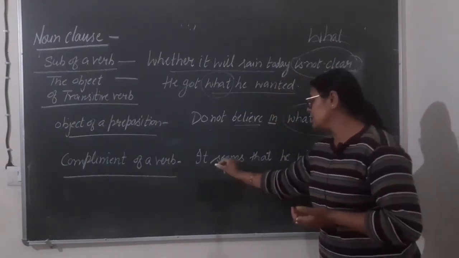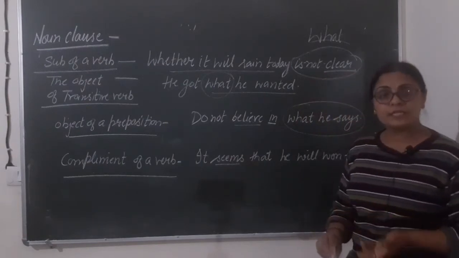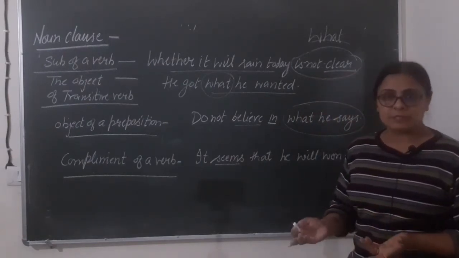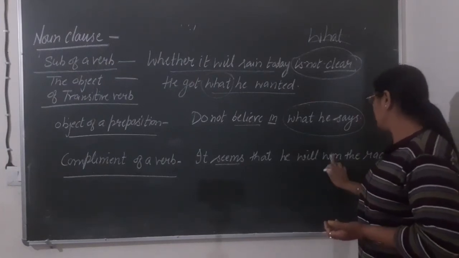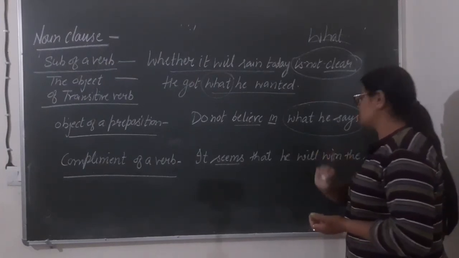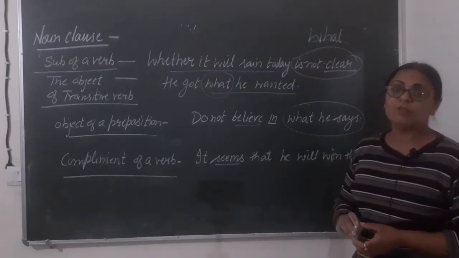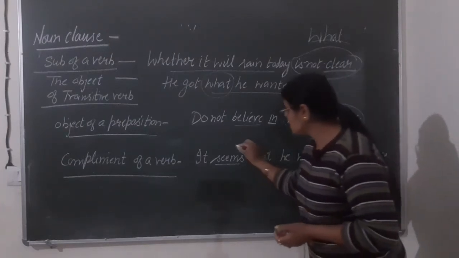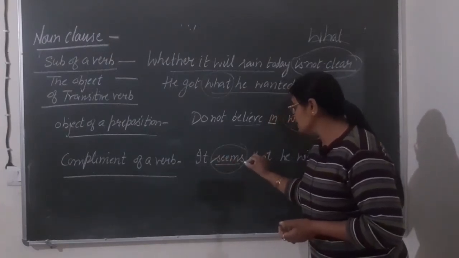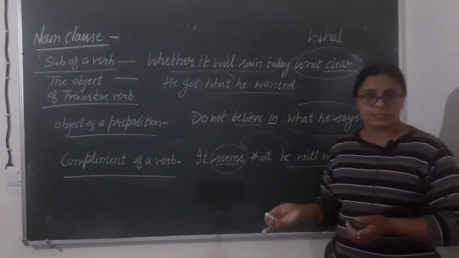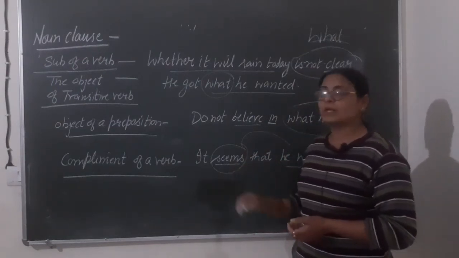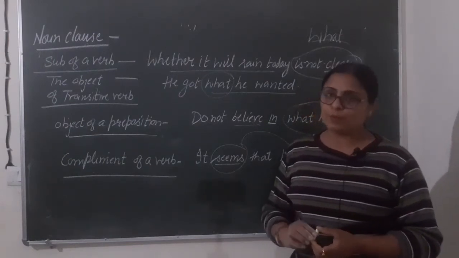It seems, it is our verb here. It seems. What seems? That he will win the race. Here seems is our verb and it is giving the complement that he will win the race. Fine. So that's why it is working as a complement of a verb also.